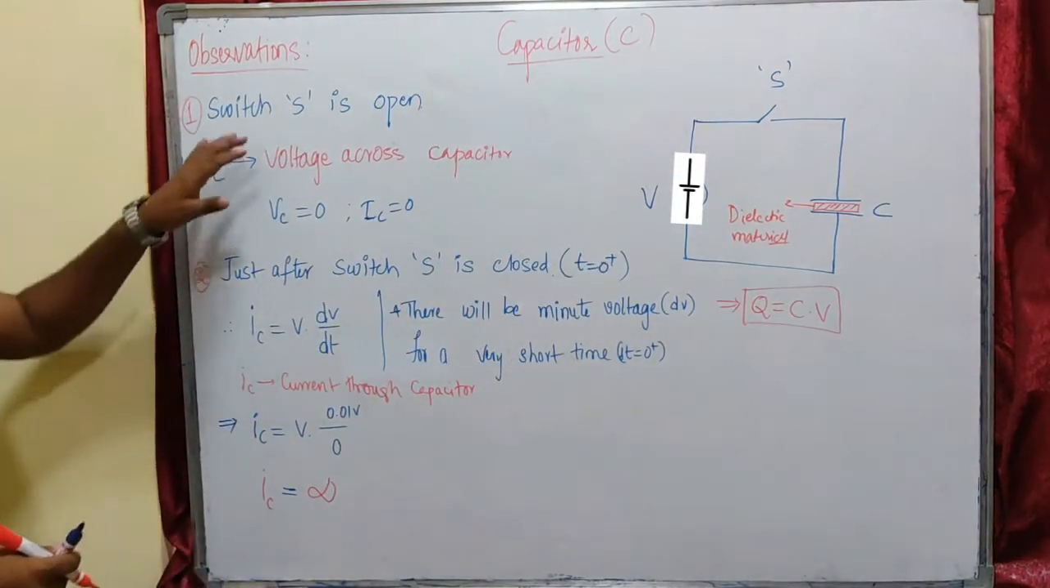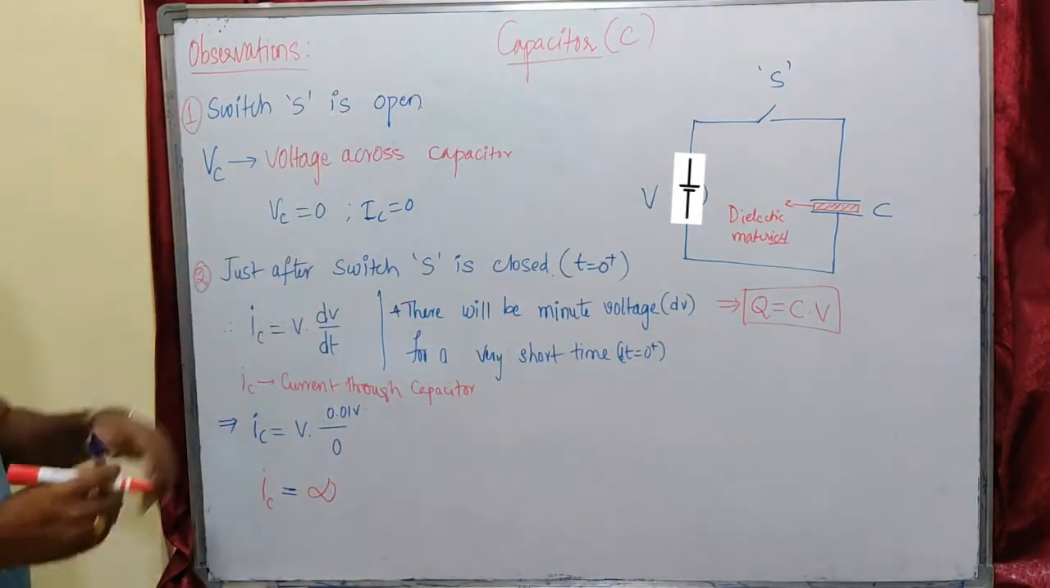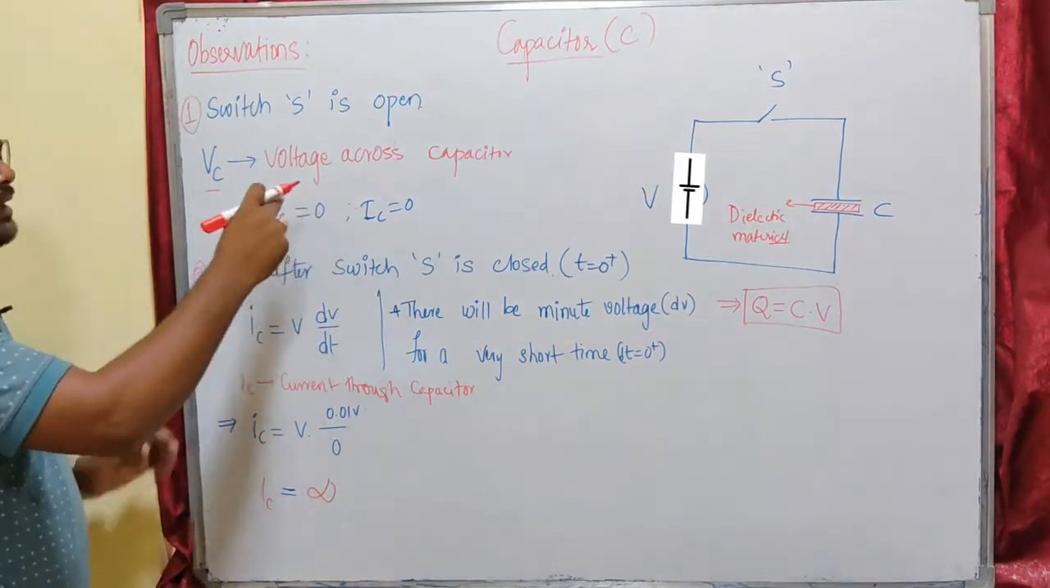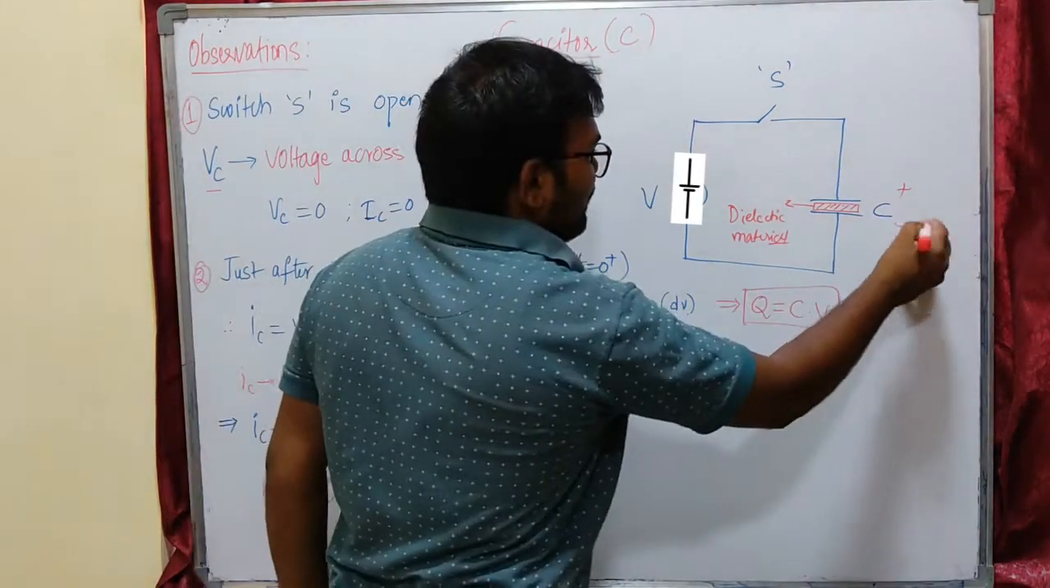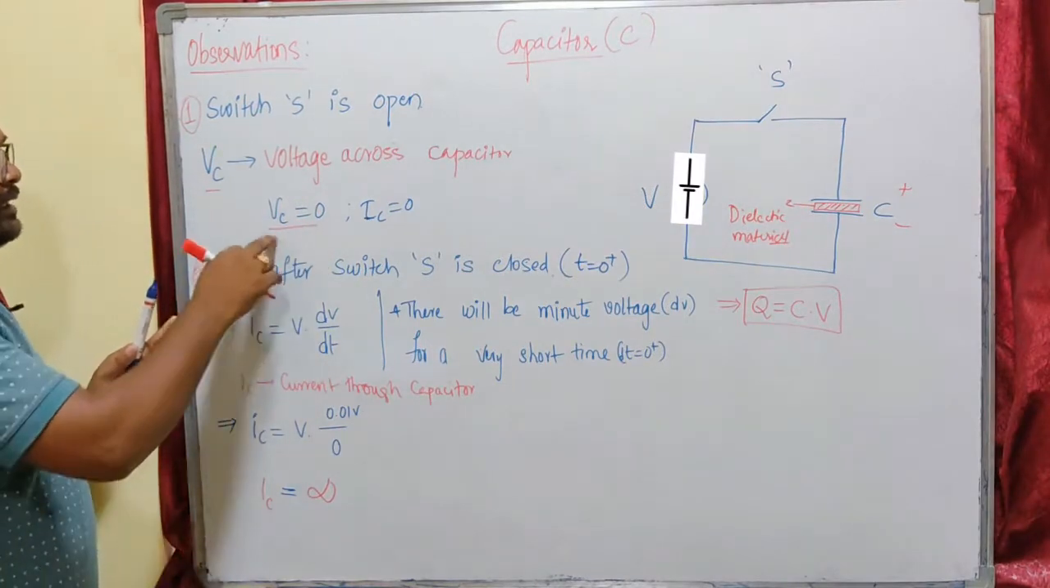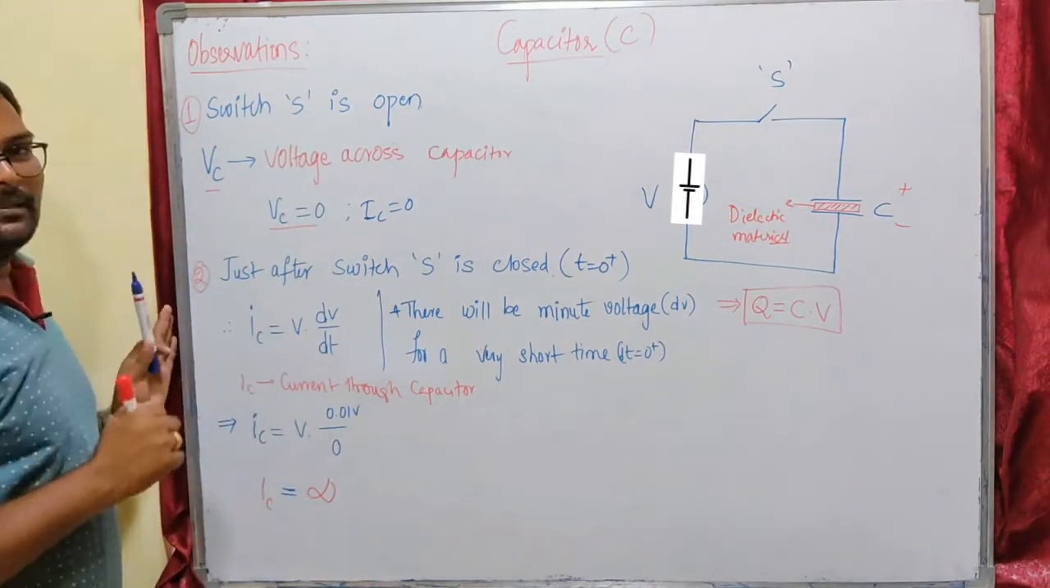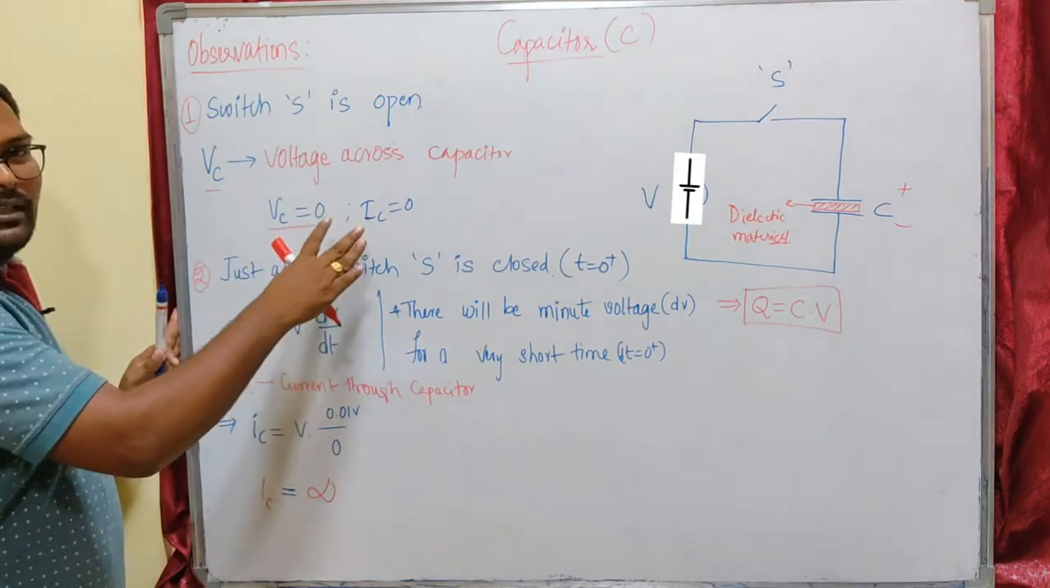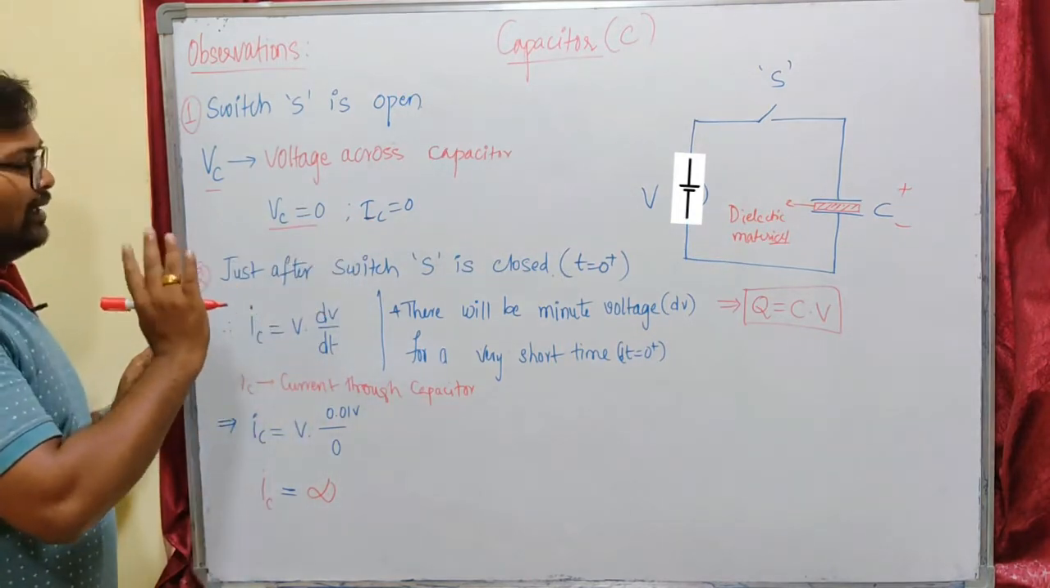When our switch S is open, the voltage across the capacitor is 0. That means there is no voltage across the capacitor, because there is no supply. VC is the voltage across the capacitor and IC is the current through the capacitor. So initially there is no current and no voltage across the capacitor. Now let us turn on the switch.